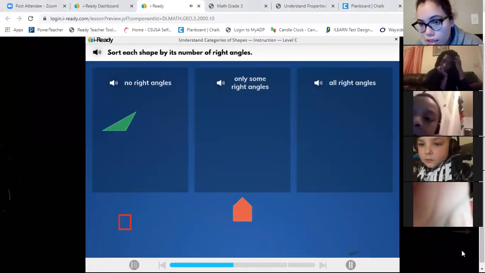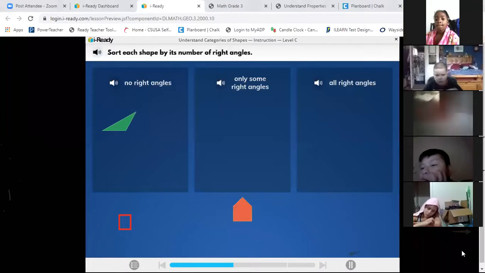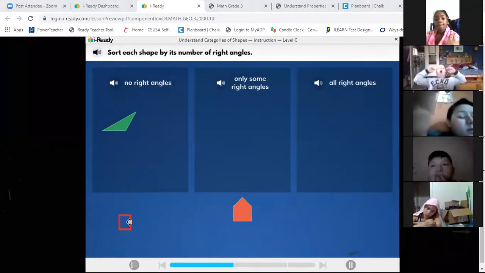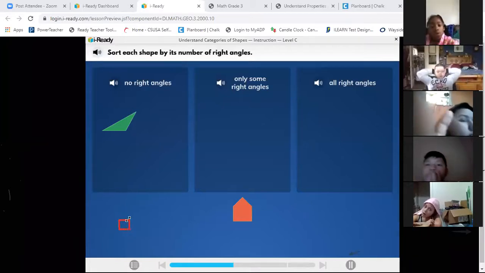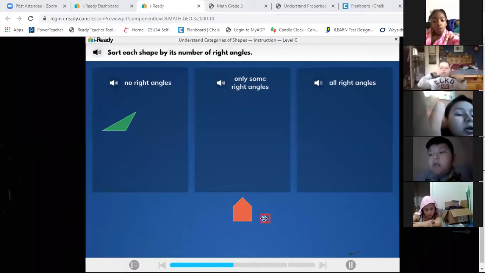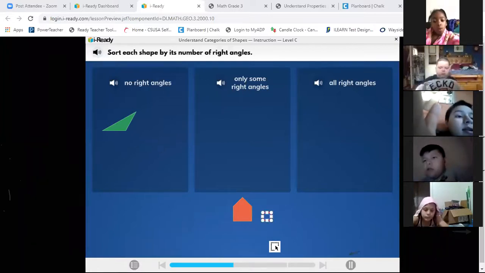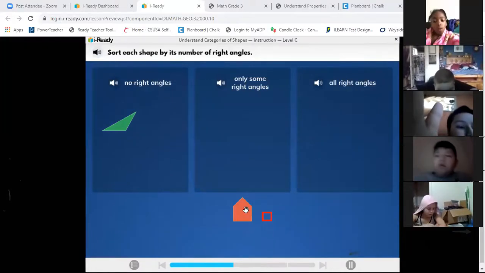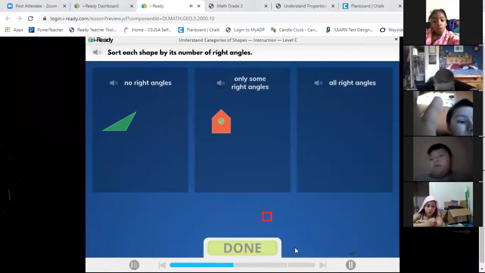Okay. Let's see. Emmanuel, where does this one go? This pentagon. Where's this pentagon gonna go? The pentagon goes in only some right angles. All right. You got it.